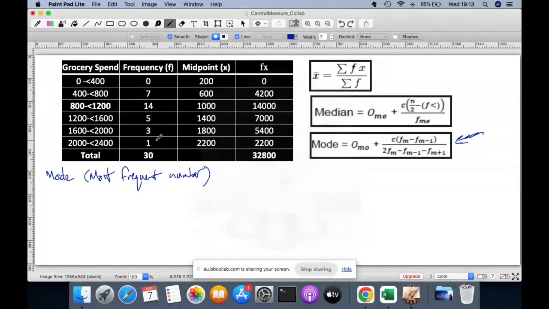But we don't have the numbers exactly. Remember, we don't have the raw data. But the best we can do is use the frequency. We can use which bracket or class has the highest frequency.